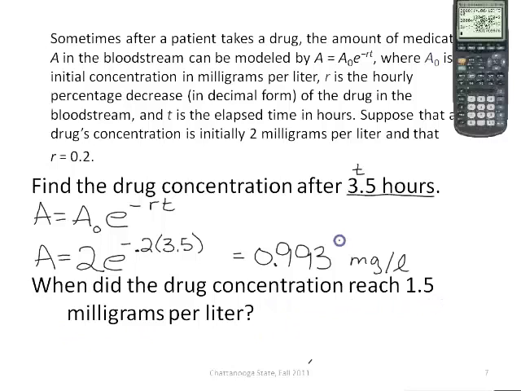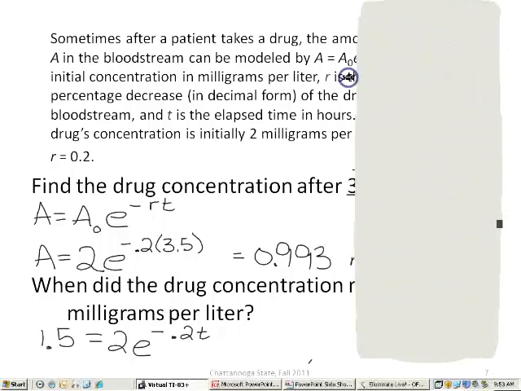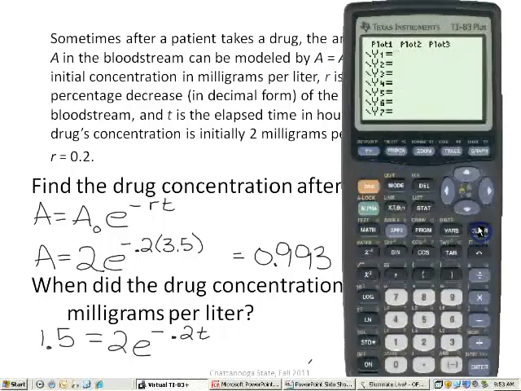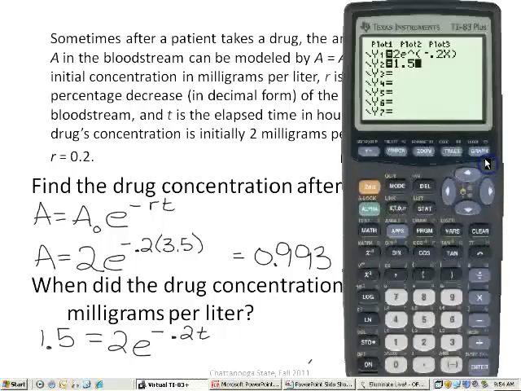Now, this question asks, when did the concentration reach 1.5 milligrams per liter? So that means our ending amount here, this A, right here, is 1.5. So here we would be solving for our time. If we look at this, probably the easiest way to do this is to look at it graphically. So let's put in the 2 times e to the negative 0.2x power. And then let's set our y2 to be 1.5.